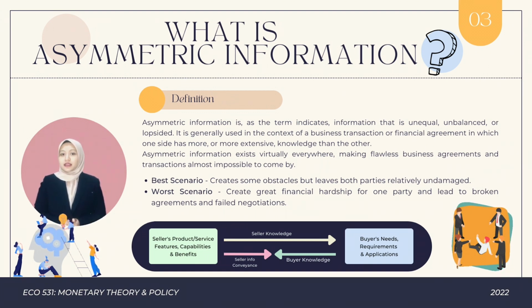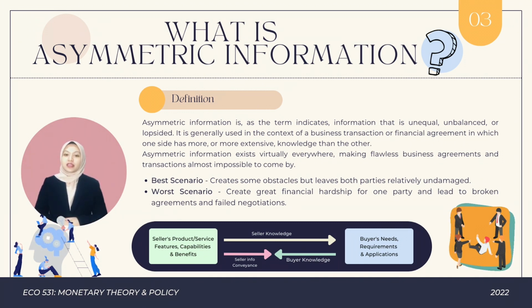So, does this exist in the real world nowadays? Asymmetric information exists virtually everywhere, making flawless business agreements and transactions almost impossible to come by. We can evaluate based on two cases. First, in the best cases, asymmetric information creates some obstacles but leaves both parties relatively undamaged. Second, at its worst, asymmetric information can create great financial hardship for one party and lead to broken agreements and failed negotiations. To know more about the issue with asymmetric information, you can see the diagram beside me.